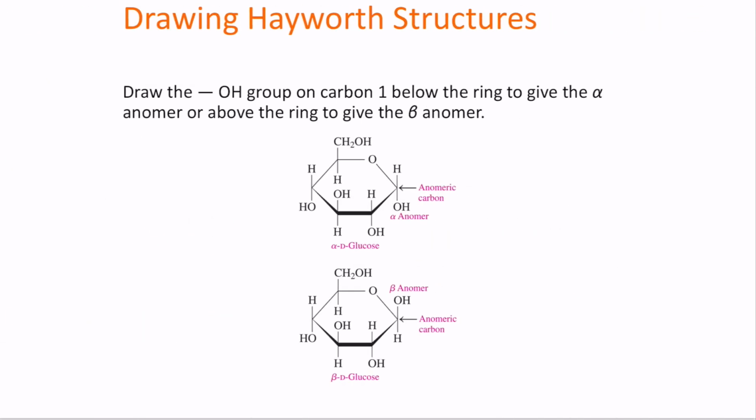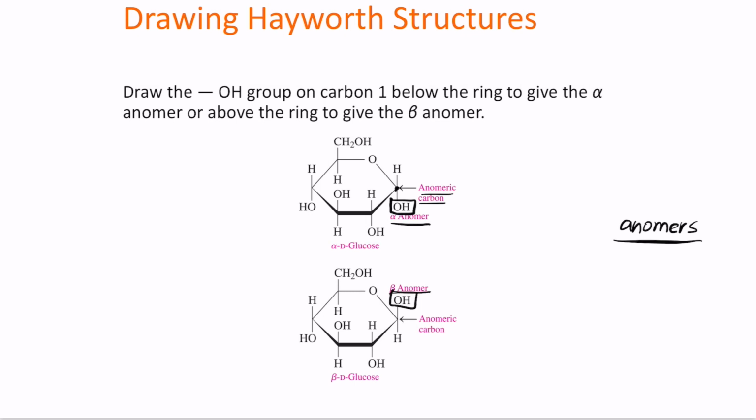Using the Haworth projections, we can also classify the structure as what we call anomers. Anomers are based on which side the OH group is presented at the carbonyl carbon originally. We call that carbon the anomeric carbon, which is the one that bonds. Now, if the OH group is on the bottom, we call that an alpha anomer. If the OH group is on the top, we call that a beta anomer.